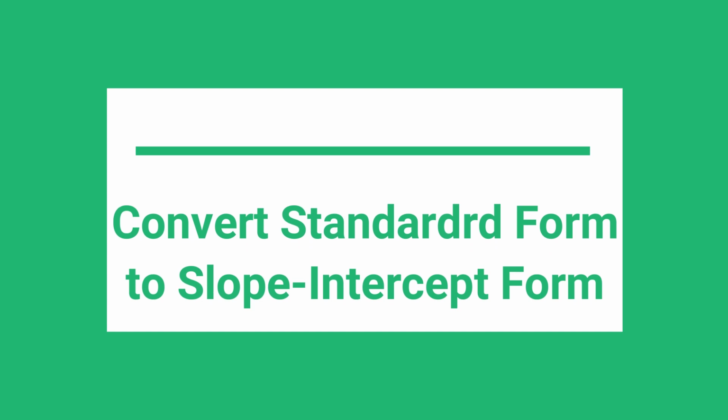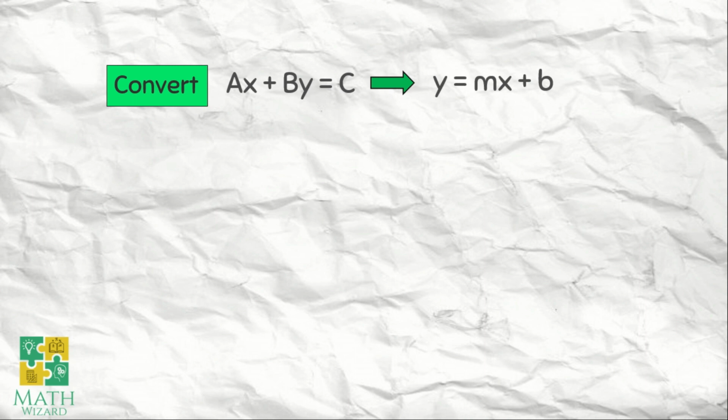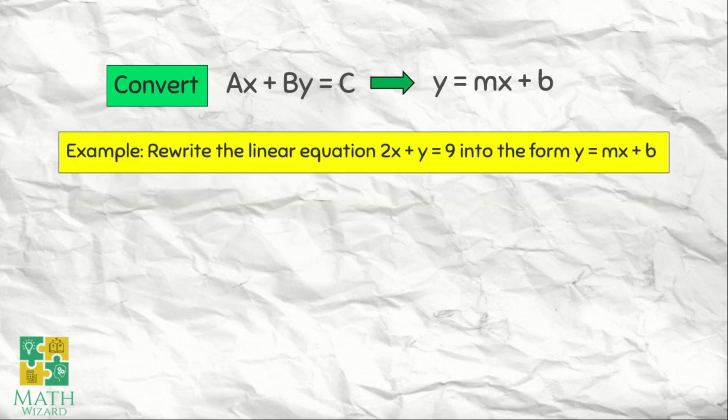So, paano nga ba mag-convert from Ax plus By is equal to C form into y is equal to mx plus b form? We have our first example for this one. Rewrite the linear equation 2x plus y is equal to 9 into the form y is equal to mx plus b. Siyempre, ang una natin gagawin is to write the equation.